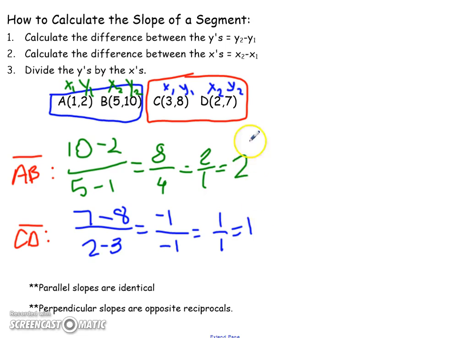So now, in this case, these slopes are not identical, so they're not parallel segments, and they are also not opposite reciprocals. The opposite reciprocal of a slope of 2 would be negative 1/2, and the opposite reciprocal of a slope of 1 would be negative 1, because technically the ones are the same, so flipping them around is not going to change the value. So since these are not identical and they're not opposite reciprocals, these segments, AB and CD, are neither parallel or perpendicular.